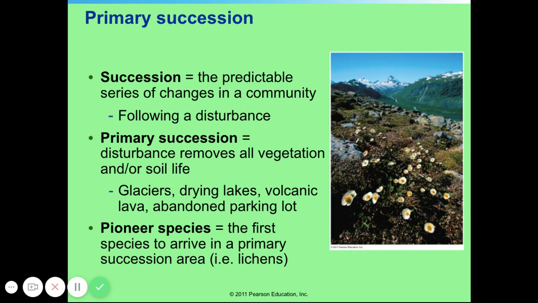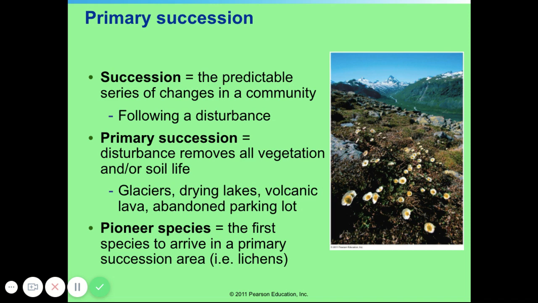So there are two categories we're going to talk about. Primary succession is really extreme. It's when the disturbance is so great that all life and all vegetation is removed. So that would be something really drastic, like the explosion of a volcano or something not natural. Maybe a field got paved over with a parking lot. And primary succession is when species start to come back and take over that area and recolonize it. So think of a crack in the pavement and weeds starting to pop up.